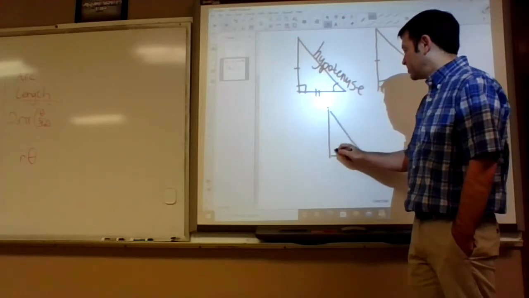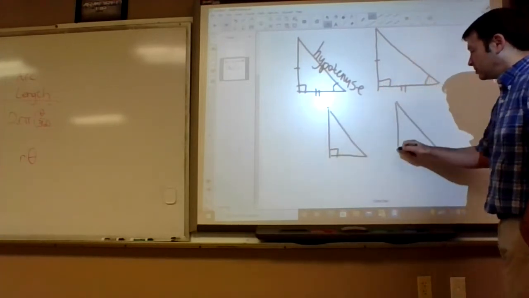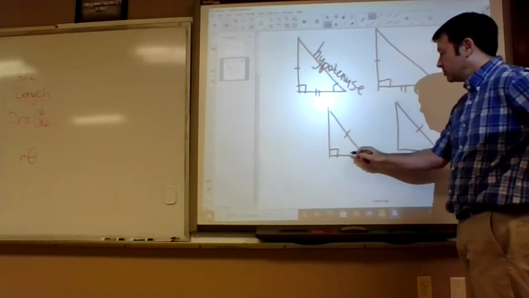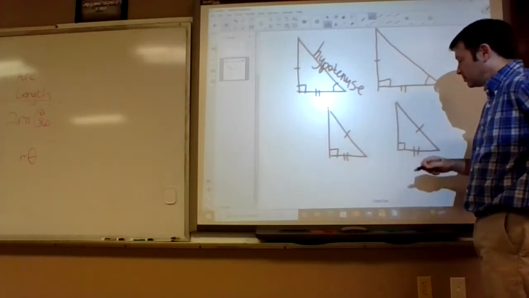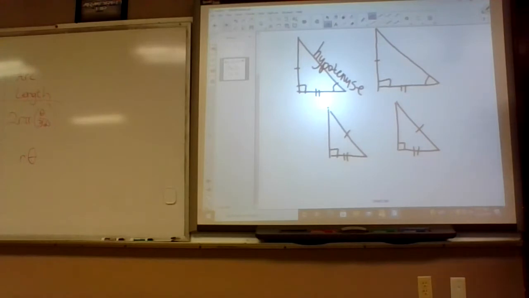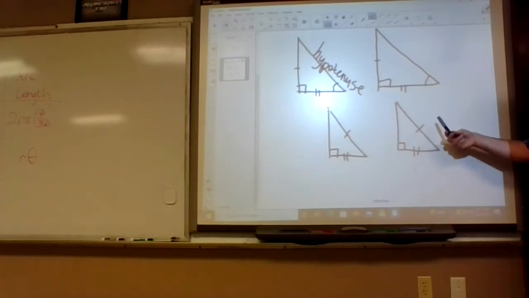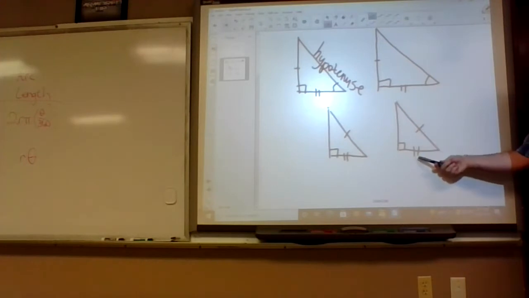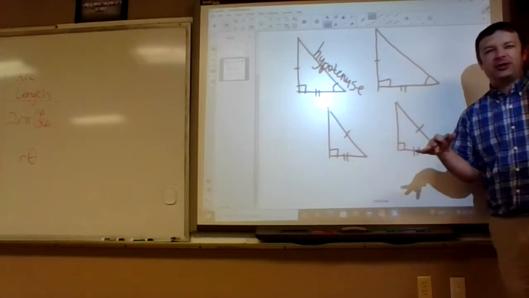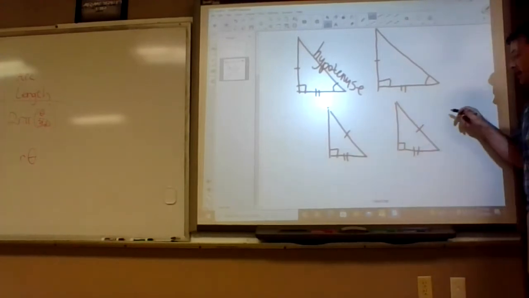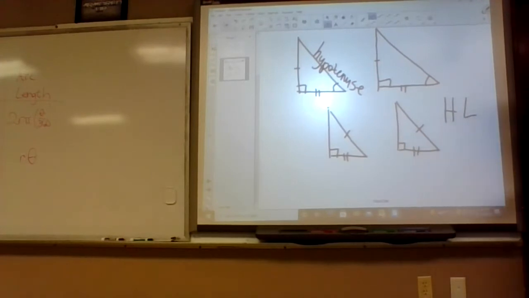And it's this one. I'm going to draw it first. What would this be called normally? Side, angle. That doesn't work usually, right? But on a right triangle, it does. We don't call it side, angle. We call it hypotenuse, leg. This is the last new thing for triangles. Hypotenuse, leg, or just HL, is going to work.